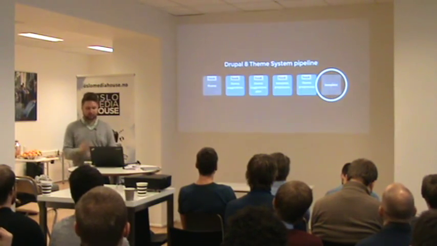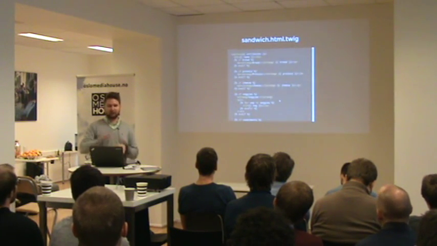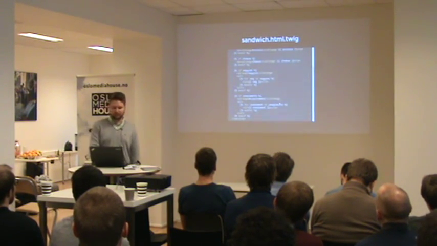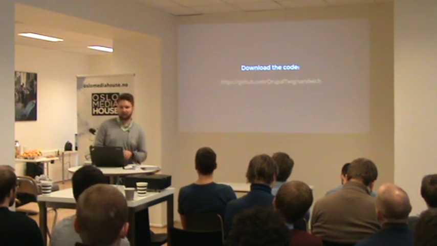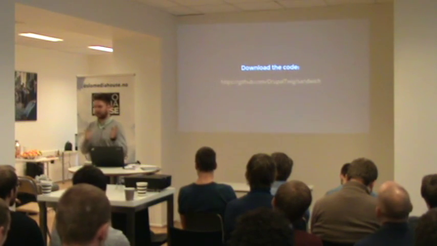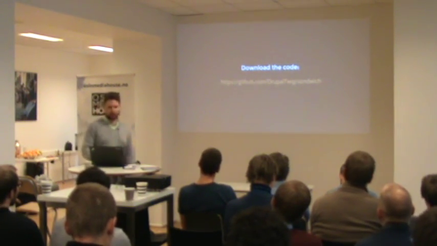And after these layers, we are in the template, and then we just simply print all the variables. Simple as that. That was pretty much the whole theme system pipeline. Every step you can alter things. So if you want to download the code, it's available in the GitHub.